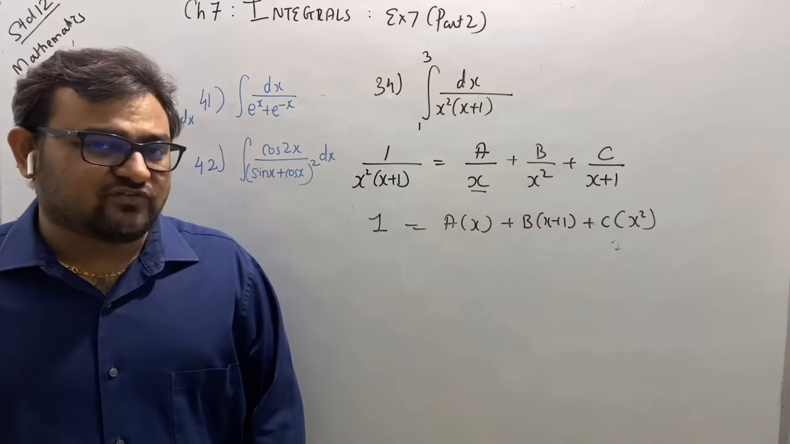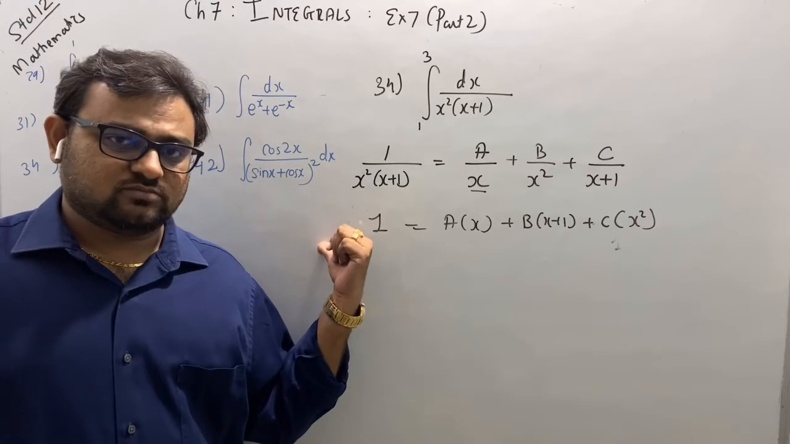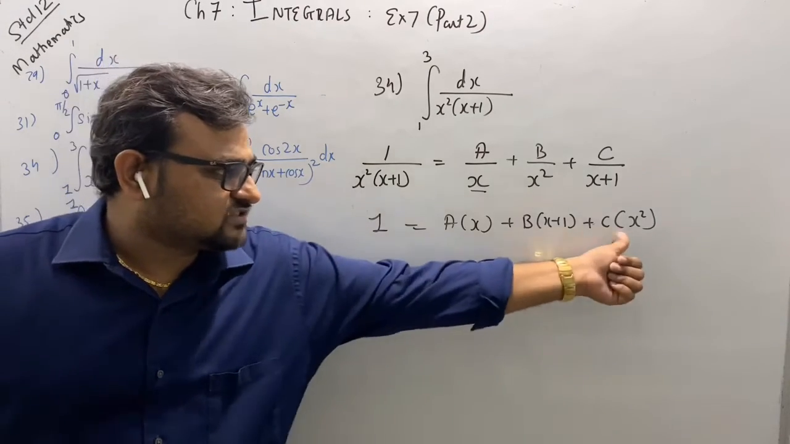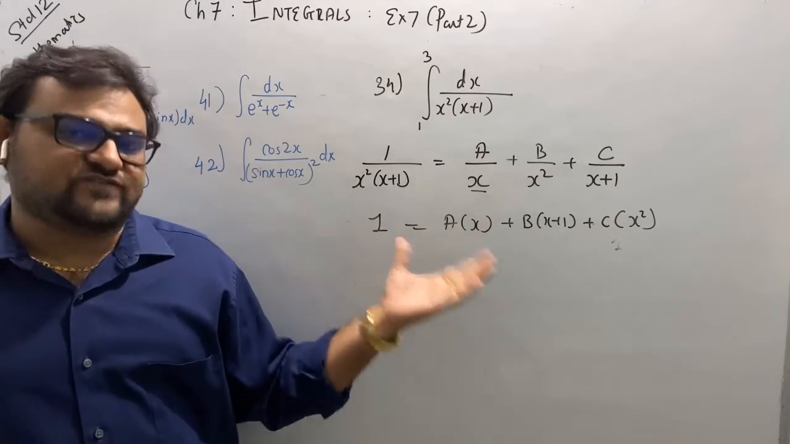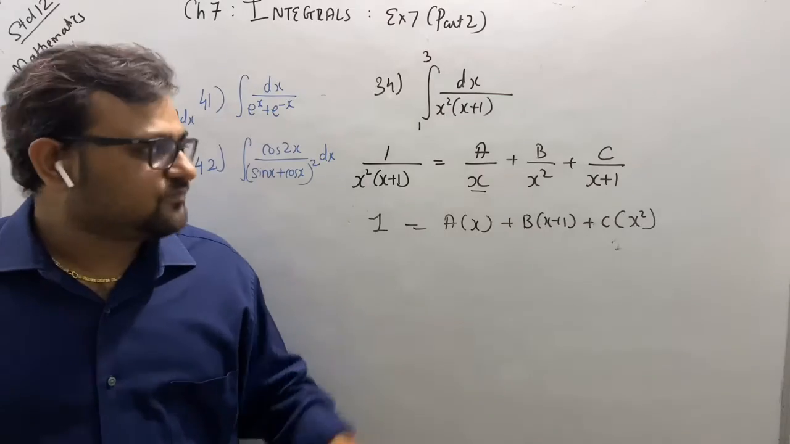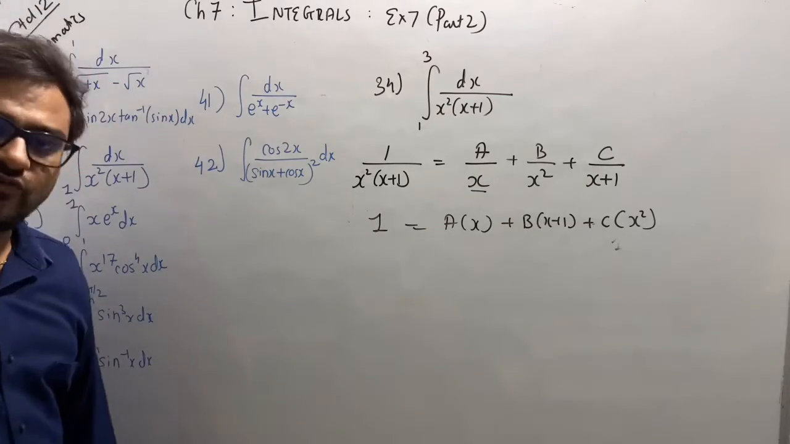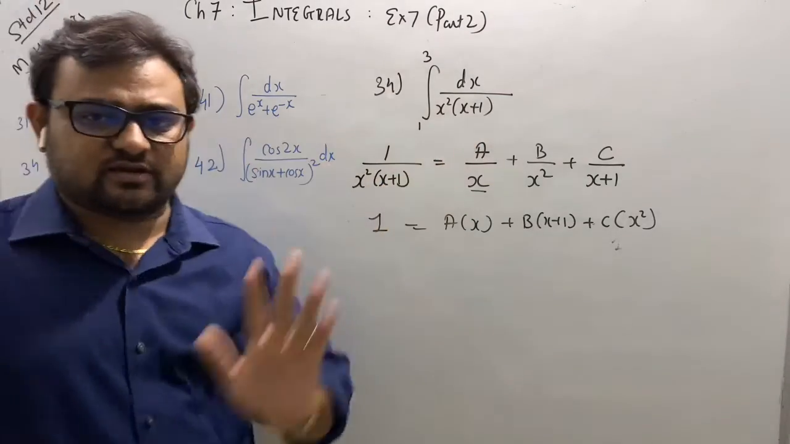Compare the coefficient of x square, here it is 0, right? And here the coefficient of x square is a plus c. So you can solve it in that way. Clear? So that was about question 34. And finally you have to integrate it. Okay?